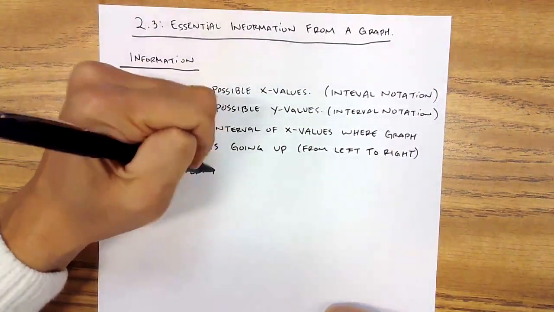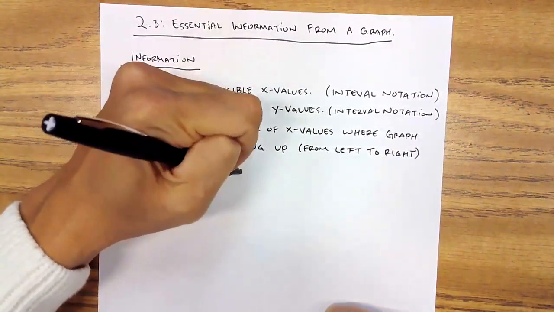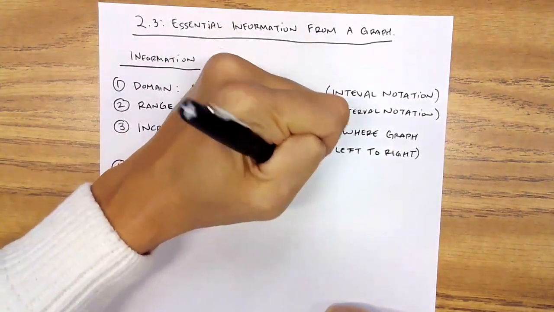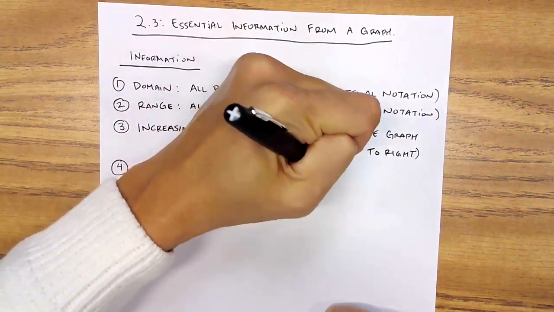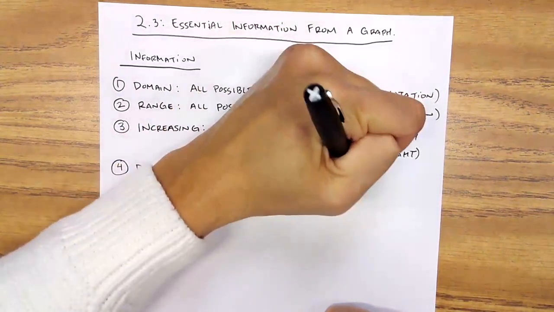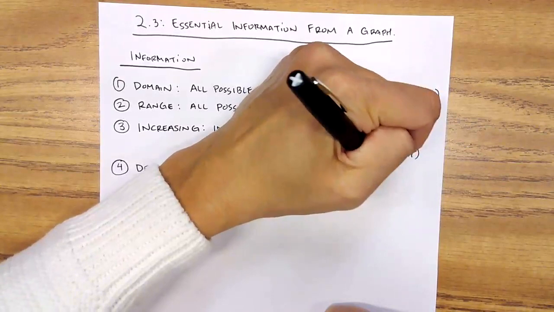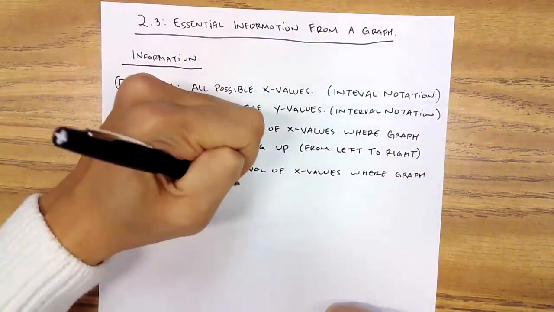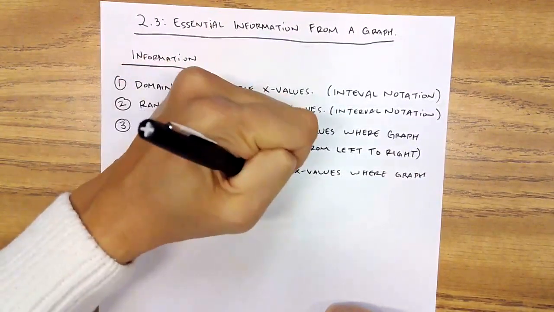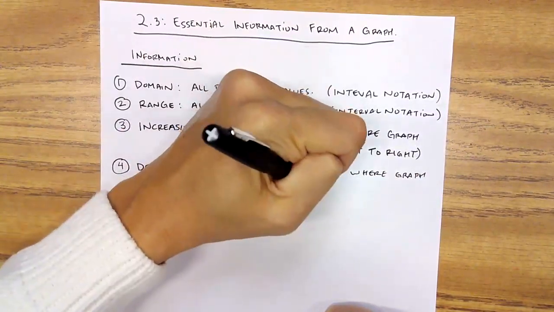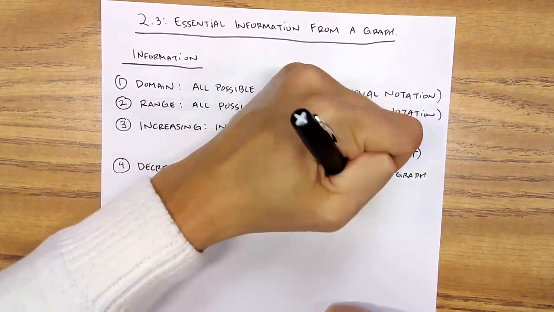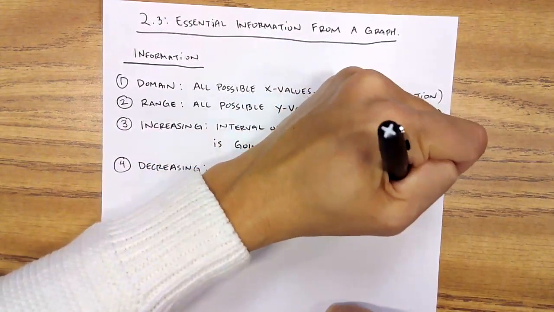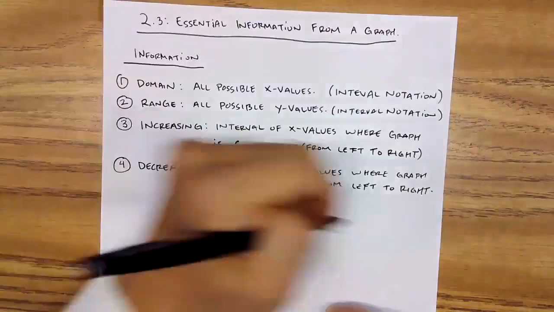Okay. Interval, it's basically the same thing of x values as increasing, where the graph is going down from left to right. Okay.